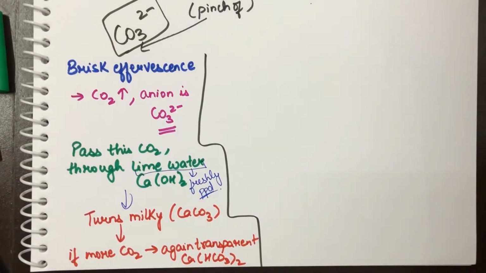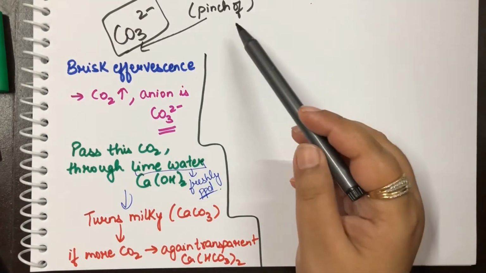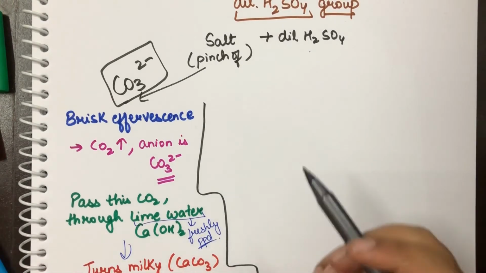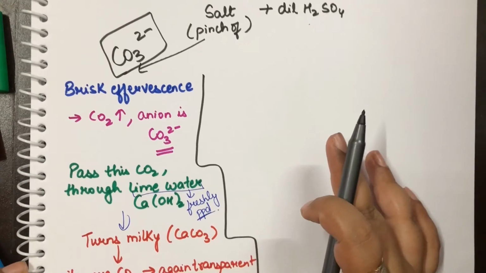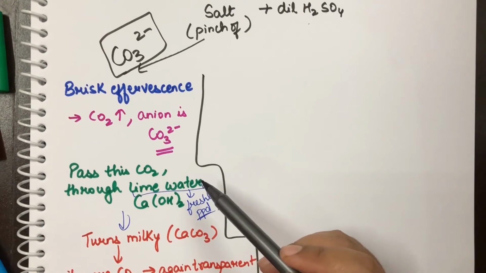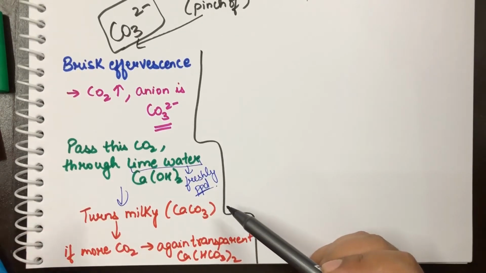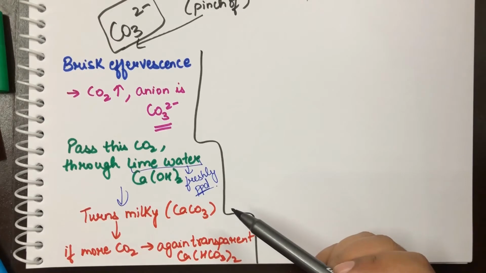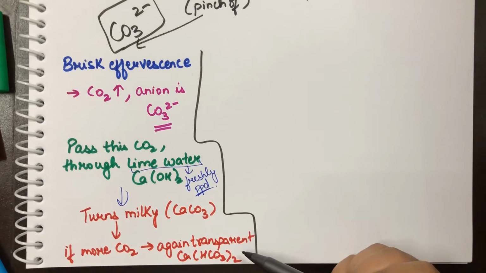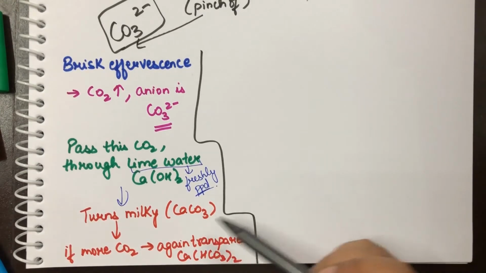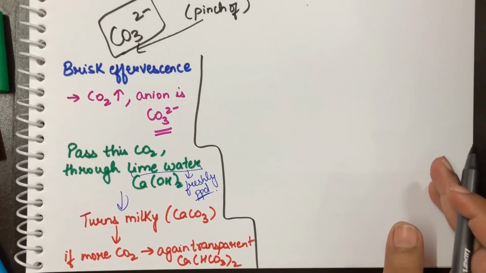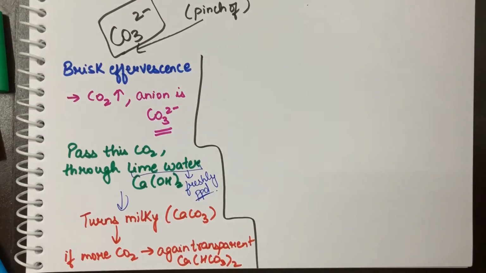Okay, so I'll just summarize what we have done. We had taken salt and we added dilute H2SO4, and I saw effervescence coming out. So I started passing this carbon dioxide through the freshly prepared lime water, and my lime water turned milky, which has already confirmed that it was carbonate. But I can still confirm: if I start adding more carbon dioxide to the same solution, it will become transparent from milky. And this is going to be due to the formation of calcium bicarbonate. So if this happens, you will be very lucky, because in the very first test you will confirm your anion.